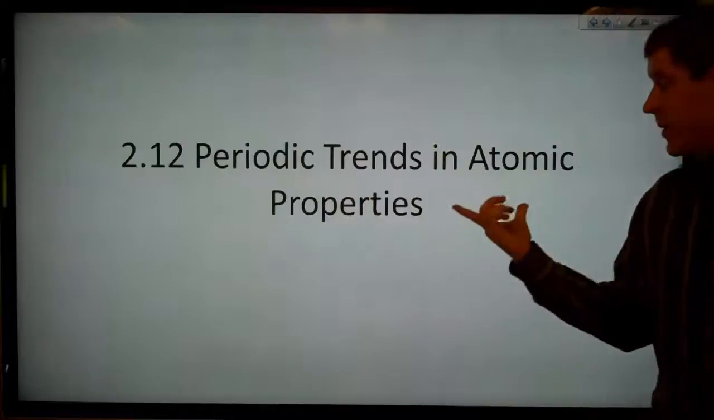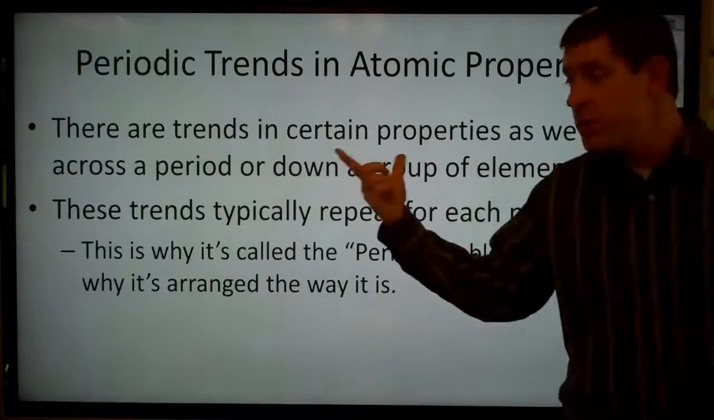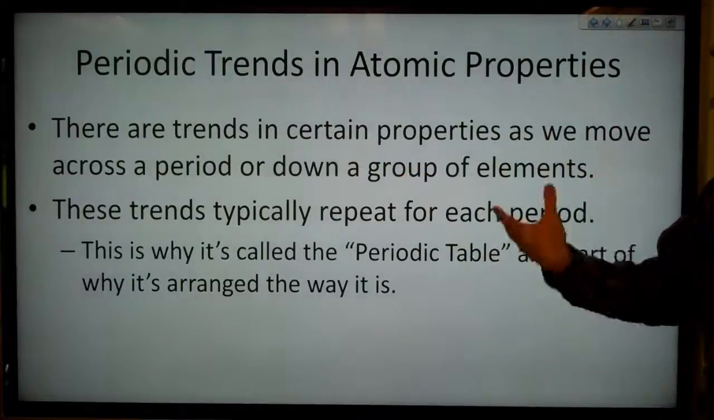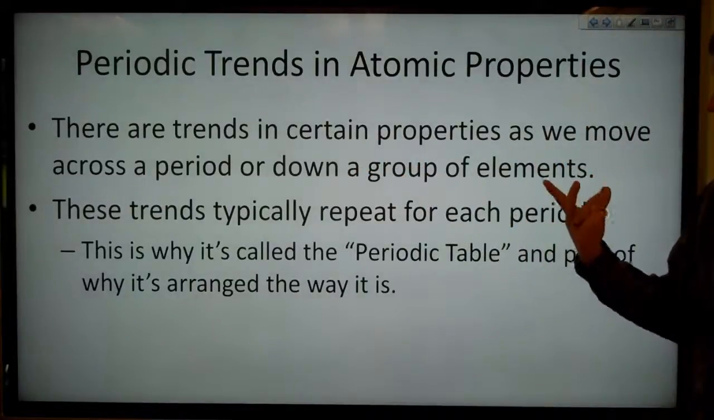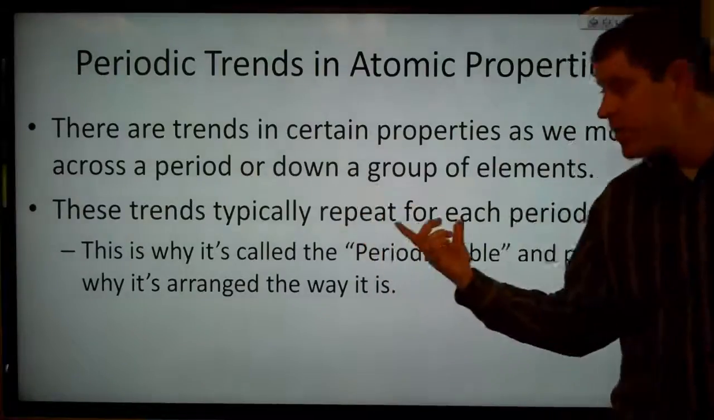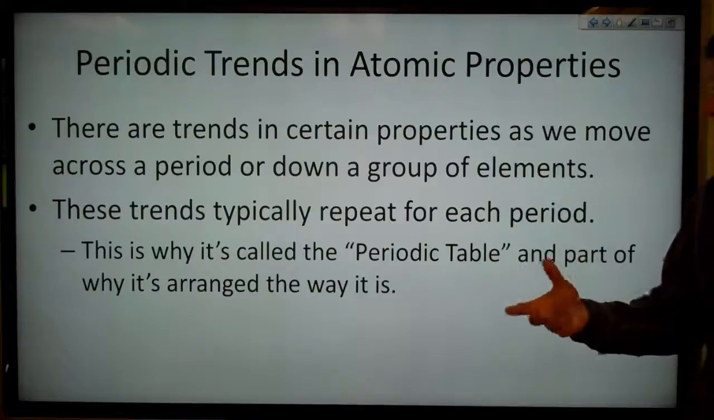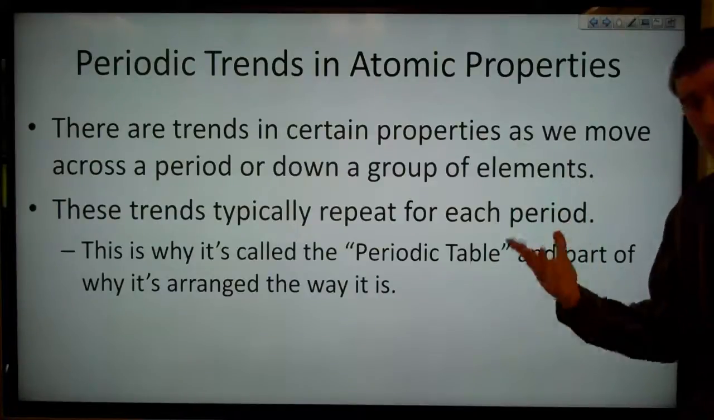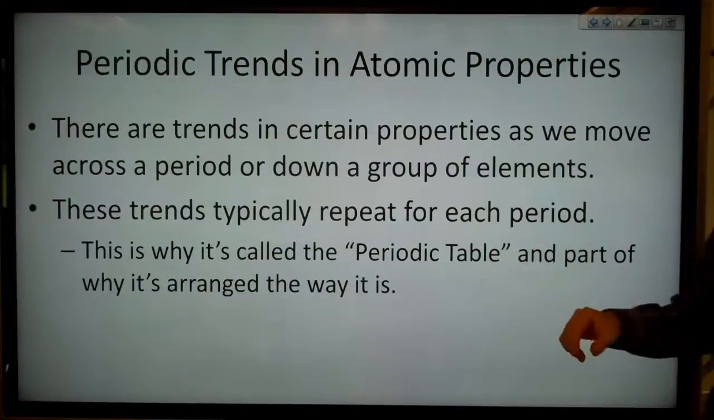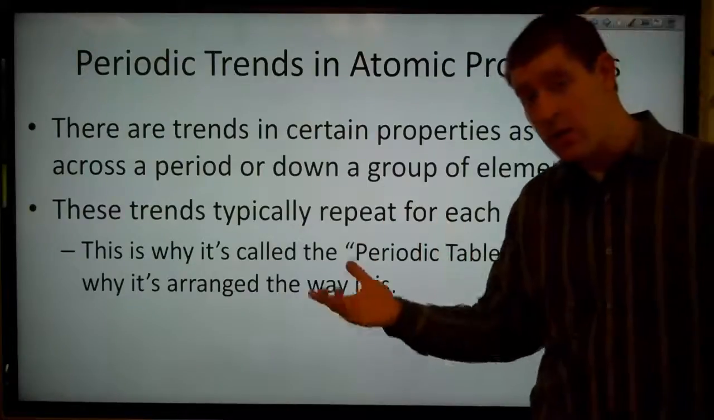Welcome to Periodic Trends in Atomic Properties. There are some trends in certain properties as we move across a period or down a group of elements, and these trends tend to repeat for each period, so they're repeating periodically. This is why we call it the periodic table, and this is part of the reason why the periodic table is arranged the way it is.